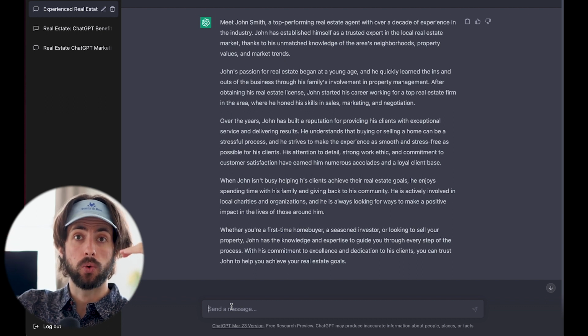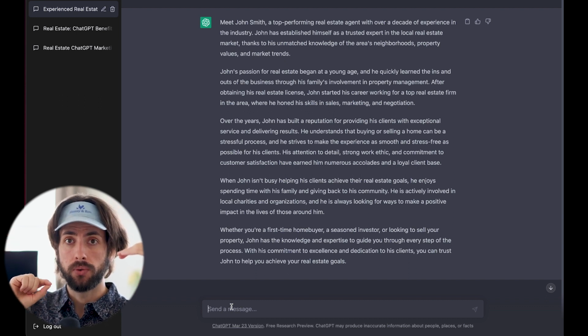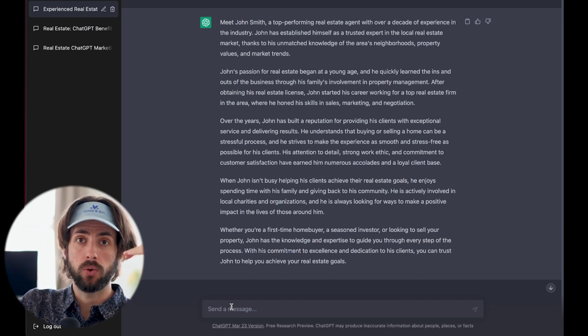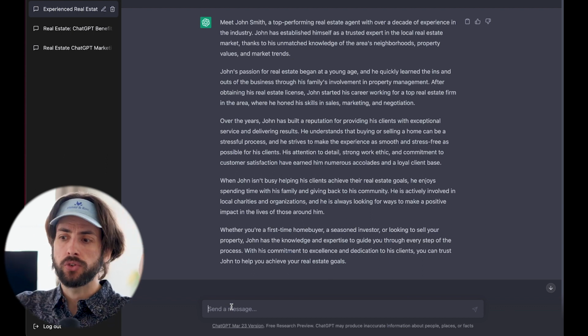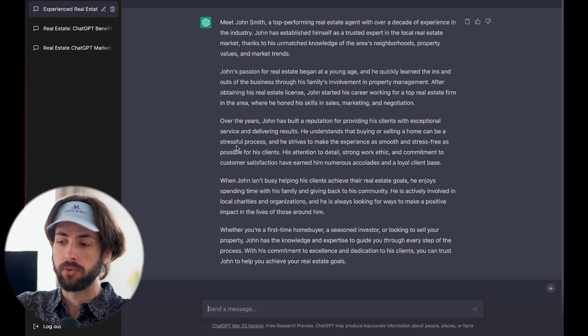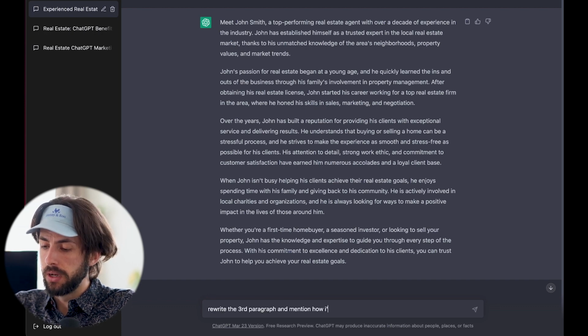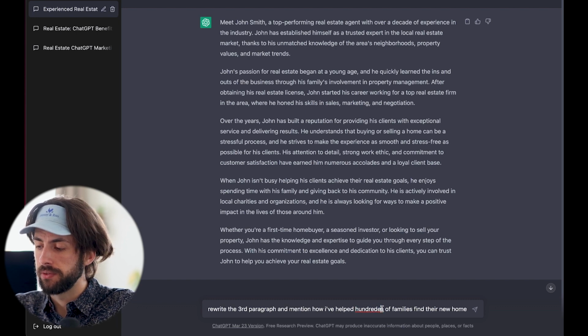It knows what it wrote. And so when you follow up with a question or a prompt, if it pertains to what it wrote, it knows that. So let's say that we don't love the third paragraph for whatever reason. Let's say, rewrite, I've helped hundreds of families find their new home. Spelled hundreds wrong. Let's fix that.